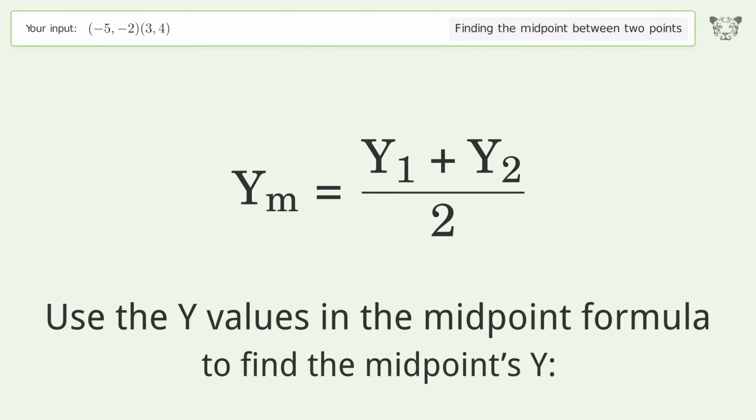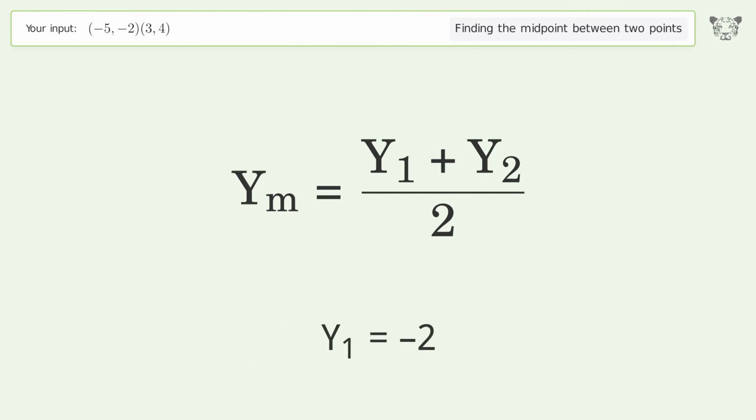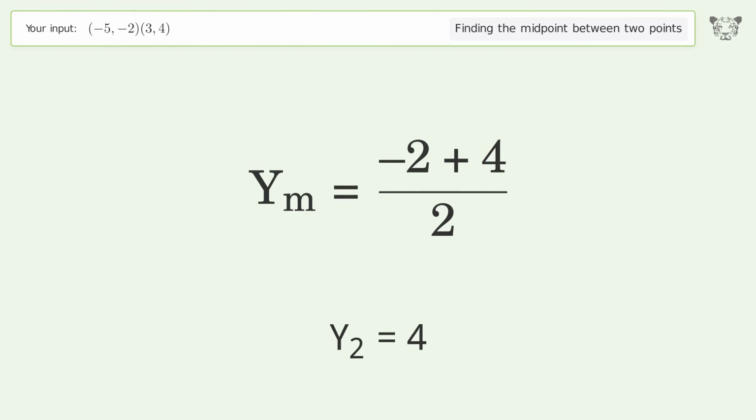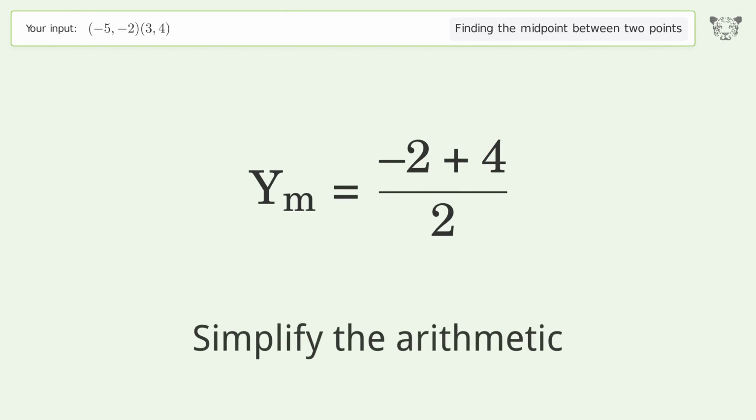Use the y values in the midpoint formula to find the midpoints y. y1 equals -2. y2 equals 4. Simplify the arithmetic.